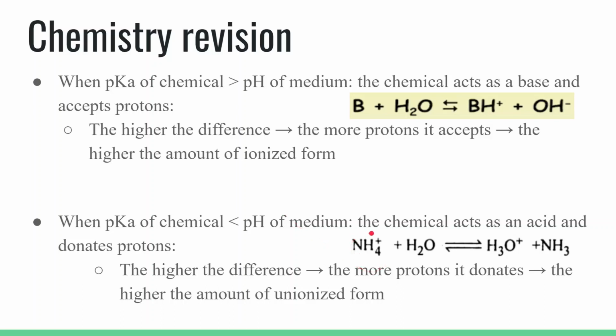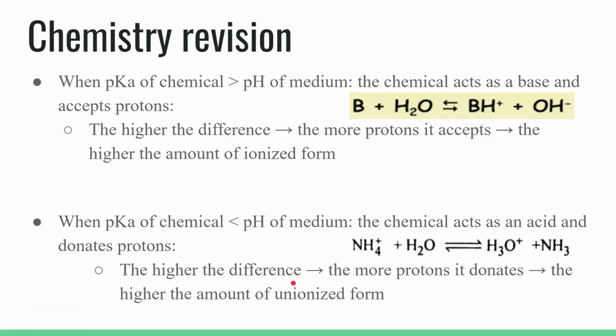As you can see in this reaction over here, this is, for example, the acid that we're talking about, the ammonium ion. When you drop it into a basic solution, for example, of pH 8, it's going to donate protons and it's going to form this right over here. But this is important. Again, the same situation here.